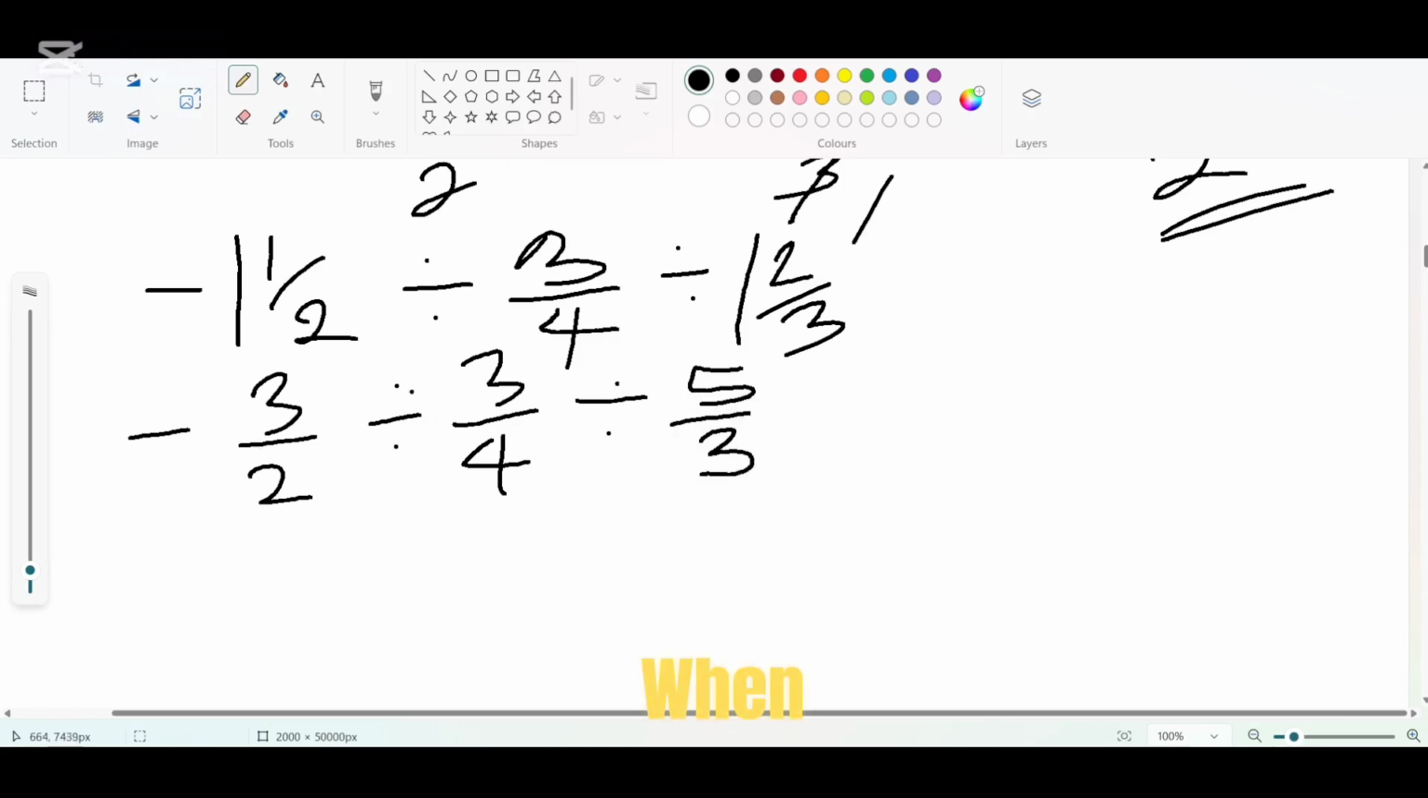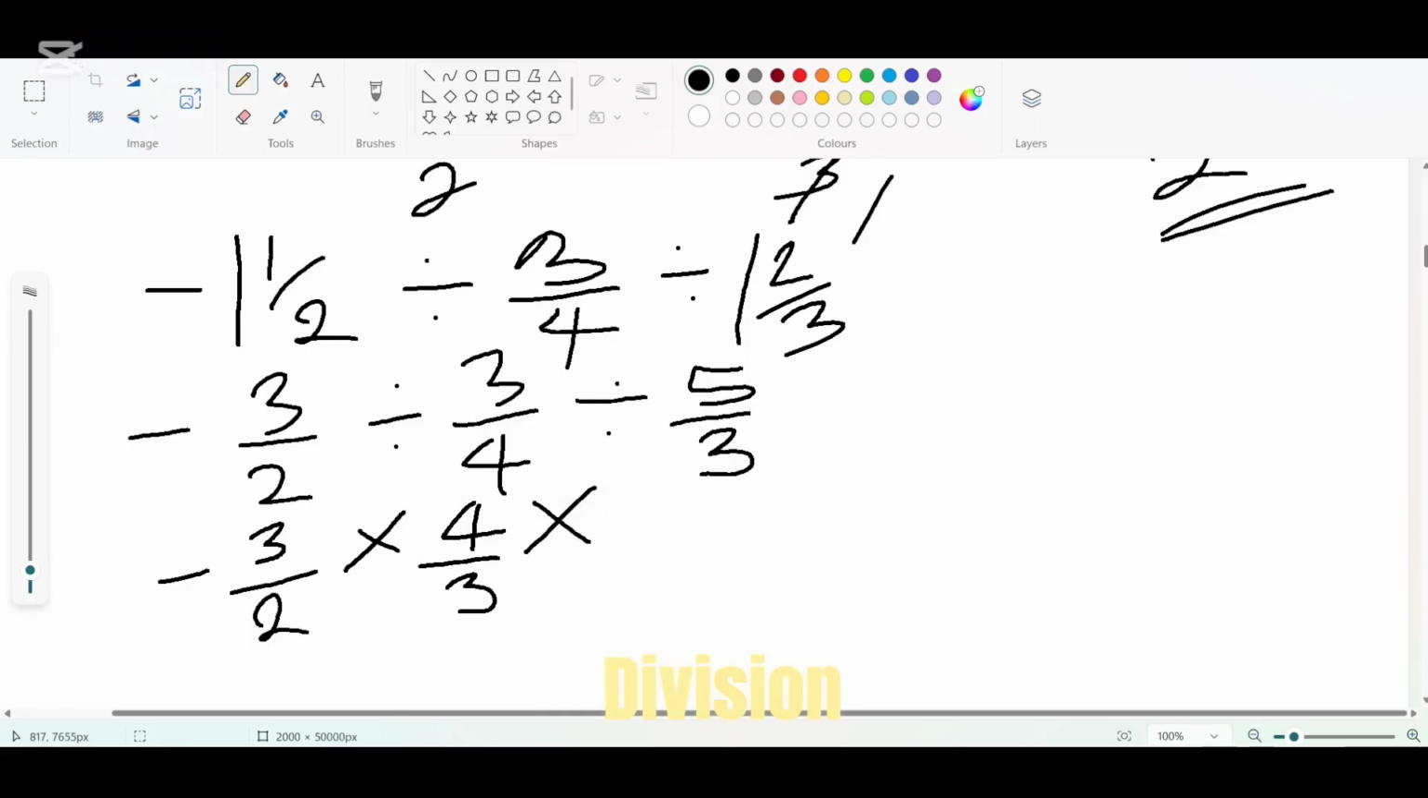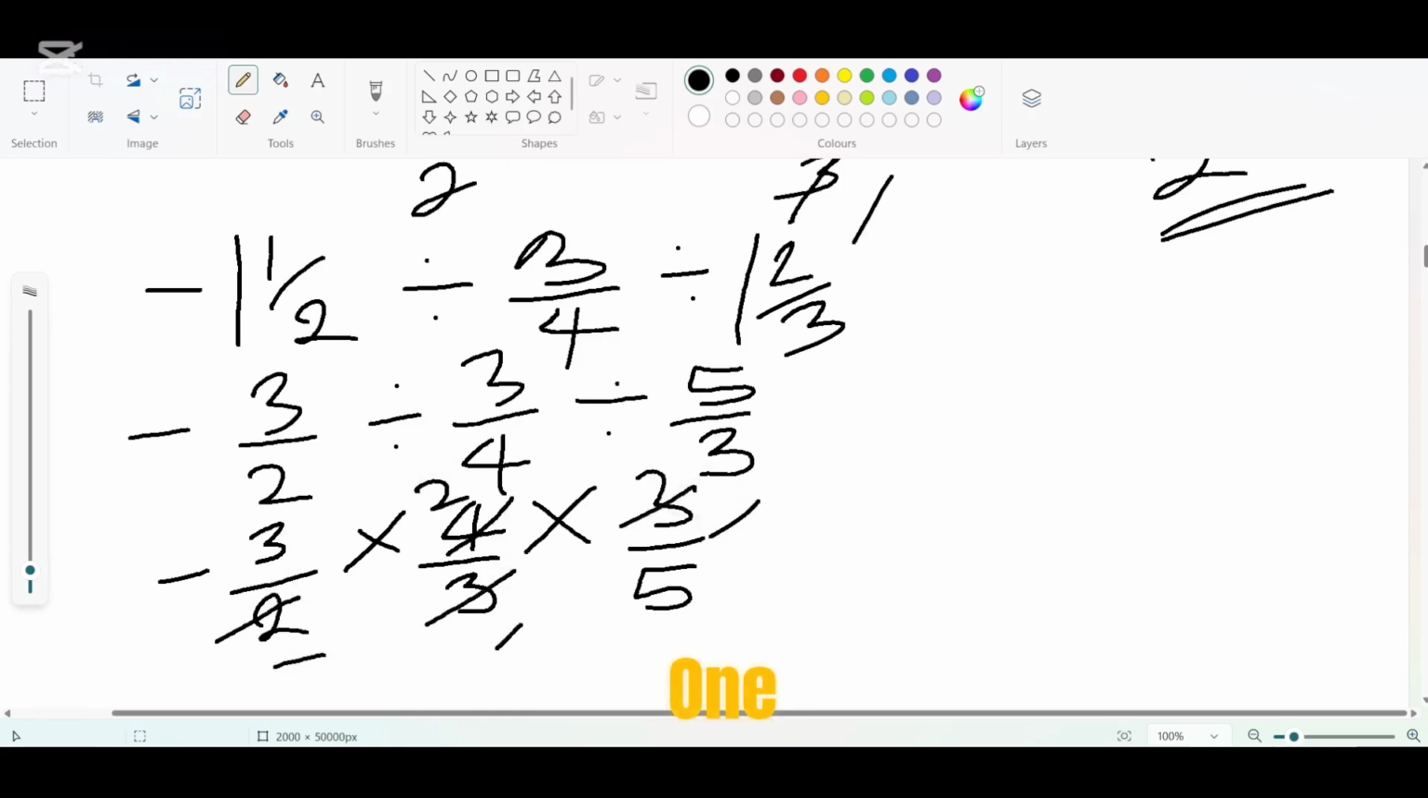So at this point, we'll now change the division to multiplication. Minus 3 all over 2 times, when we change the division to multiplication, this will now become 4 all over 3, and when you change this division to multiplication, it's going to be 3 all over 5, right? So when we do that, any other one that can cut will cut them, like this 2 here, 1, 2 here, 2, 3 here, 1, 3 here, 1, right? Yeah. So we'll now multiply everything else out.